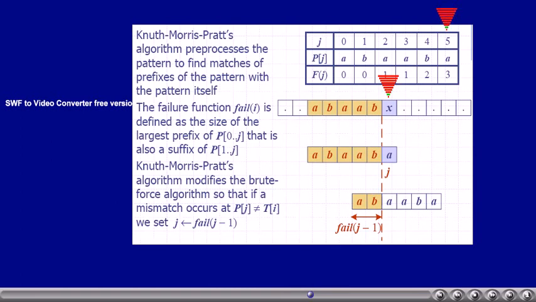So we adjust the J value in such a way that J is set to fail of J minus 1. Currently the J value is 5. Then we make the J value fail of J minus 1, which means if we verify the fail table, it is 3. So now we will continue the search by making the J value 3. This is the essence behind this technique.